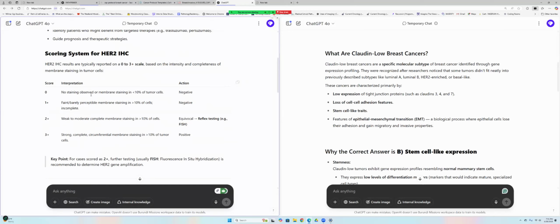For 0, which is completely negative, the incomplete staining is still in less than 10% of the cells. Most are completely negative, but less than 10%, like 5%, have incomplete staining. But 1 plus means incomplete staining in more than 10% of the cells. Once it's complete staining, you look at whether it is a strong color or weak color. If it's a strong color, that's 3 plus. If it's weak or moderate color, that's 2 plus, provided there's complete staining. So everything is greater than 10% except the negative.